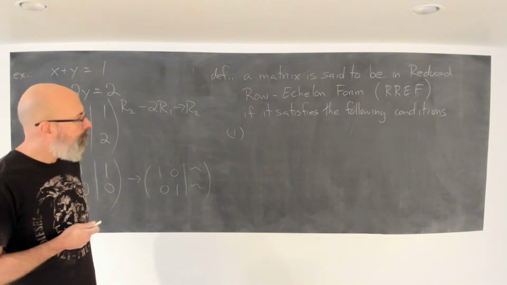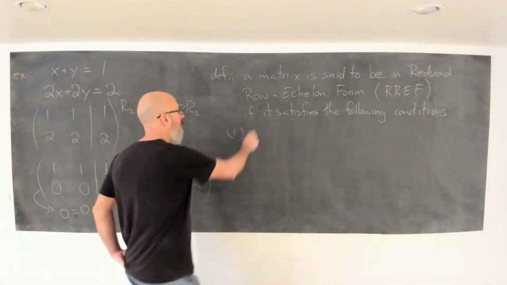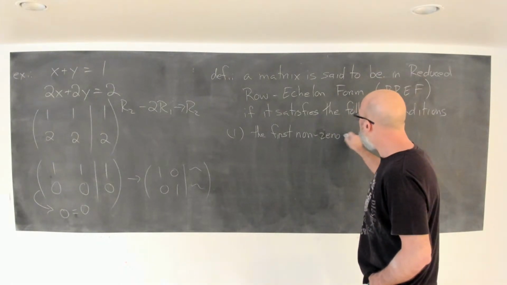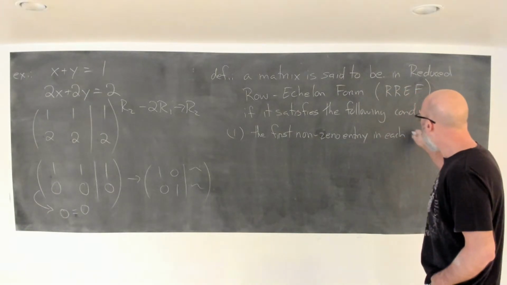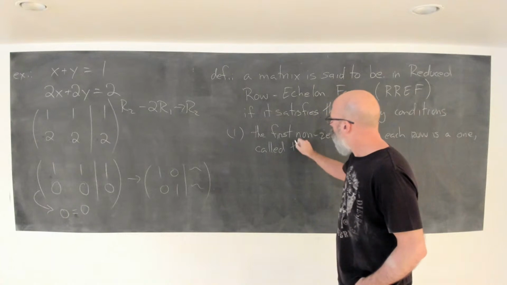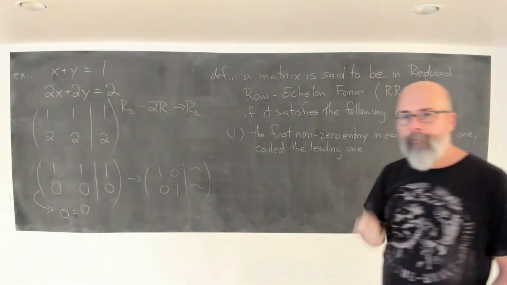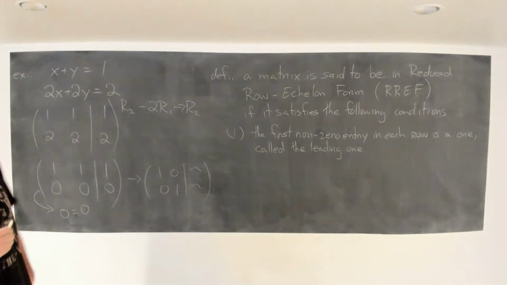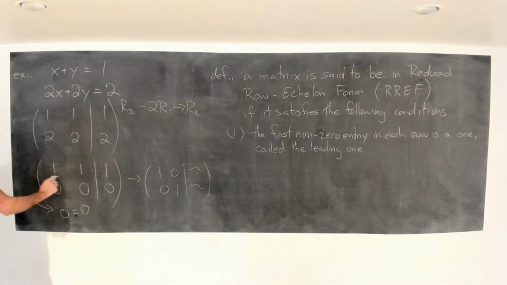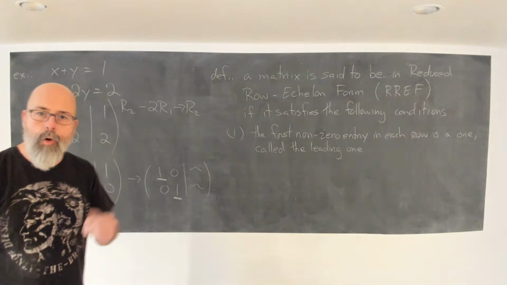As we'll see shortly. So a matrix is said to be in reduced row echelon form if it satisfies the following conditions. Number one, the first non-zero entry in each row is a 1. Called the leading one. So the first non-zero entry in each row is 1. This is called the leading one, right? So first non-zero entry in the row, first non-zero entry in the row, first non-zero entry in the row. These are known as leading ones.